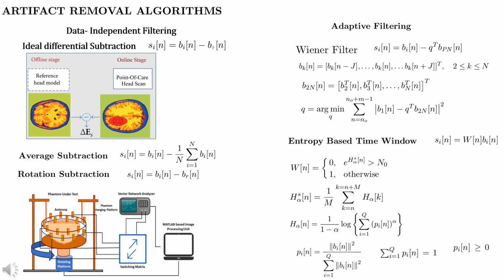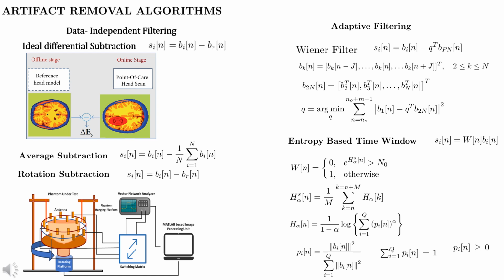In the data-independent section, several specific methods are demonstrated, each aiming to suppress clutter without relying on real-time data adjustments. The ideal differential subtraction method subtracts a reference head model signal, BR, from the current brain scan signal, BI, to remove known artifacts. The difference between the reference and real-time scans eliminates the constant skin layer effect, revealing deeper tissue structures more clearly. In average subtraction, the skin clutter is reduced by subtracting the average value of the received signals, removing repetitive patterns across multiple measurements.